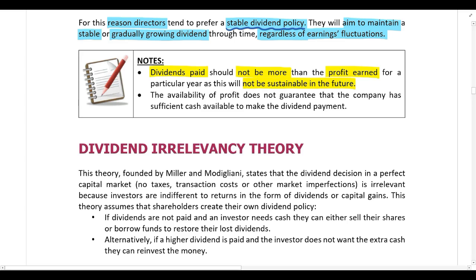And in addition to that, the availability of profit or retained earnings in order to pay a dividend does not guarantee that the company has sufficient cash available. So when you are looking at dividend payments, you shouldn't just look at retained earnings and say there's enough money in retained earnings for this dividend payment. You also need to look at the amount of money sitting in cash and cash equivalents because of the difference between cash and profit. Just because the company has retained earnings available doesn't necessarily mean there's enough cash available in the company for the dividend payments.